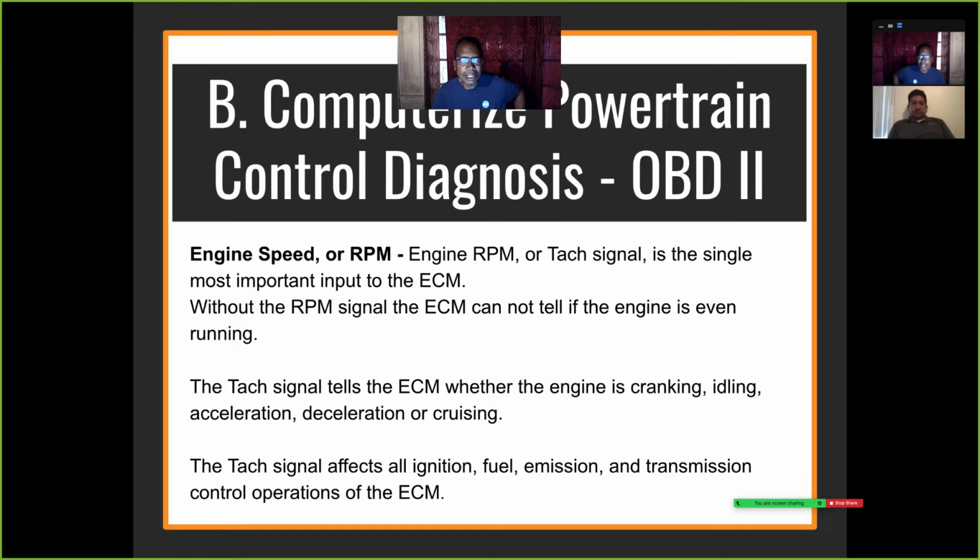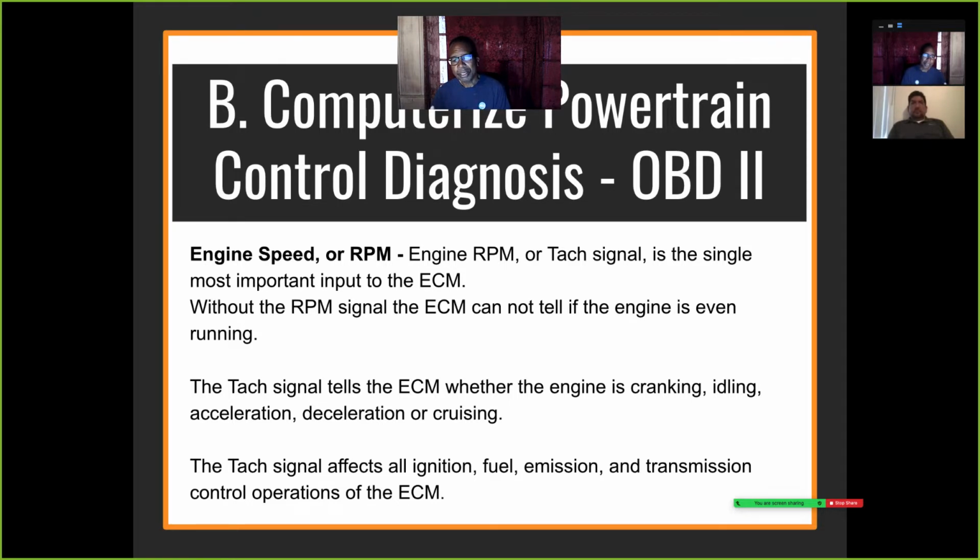Alright, engine speed and RPM. The engine RPM or tach signal is the most important input to the ECM. Without the RPM signal, the ECM cannot tell the engine is even running. Remember, that's one of the important signals we talk about when we talk about customizing the scan tool. If you lose that, you'll usually lose the spark, fuel pump, and injector trigger.